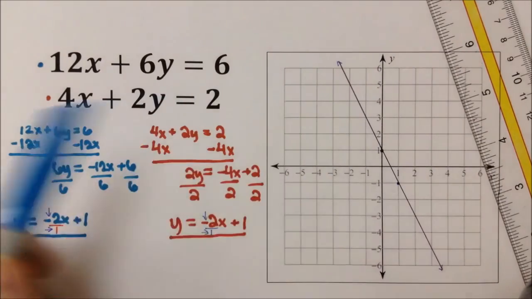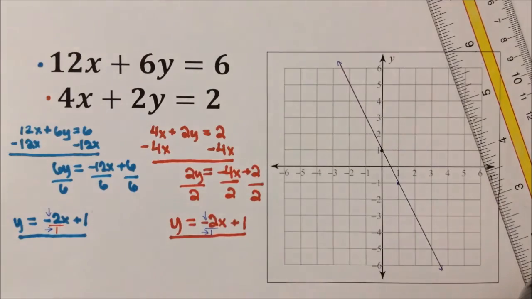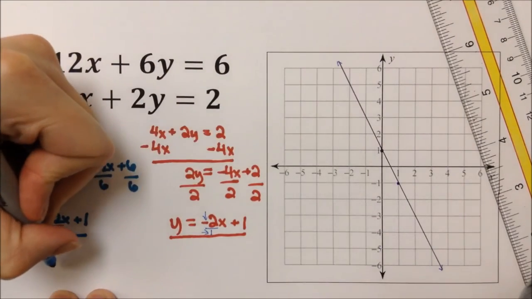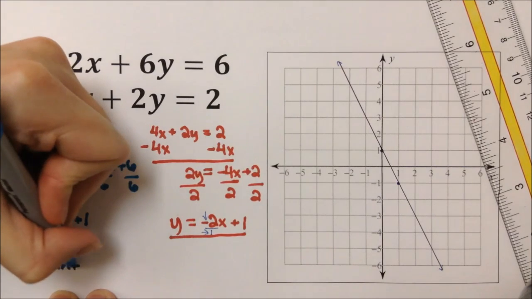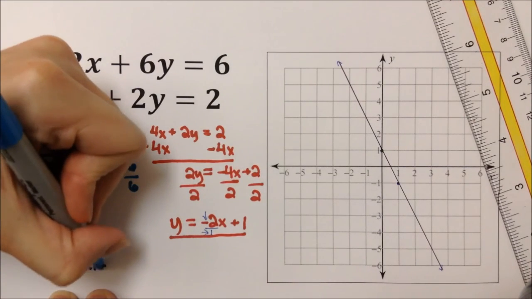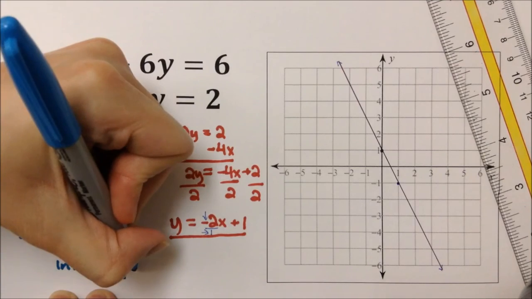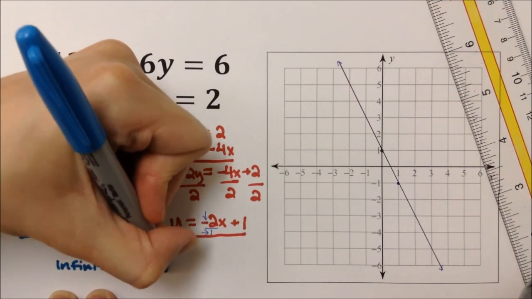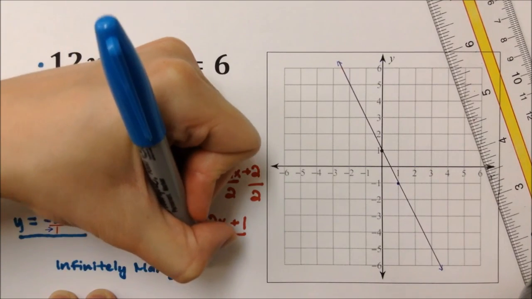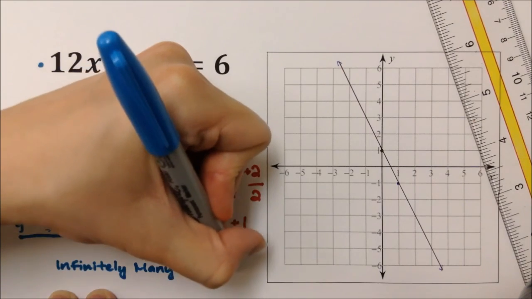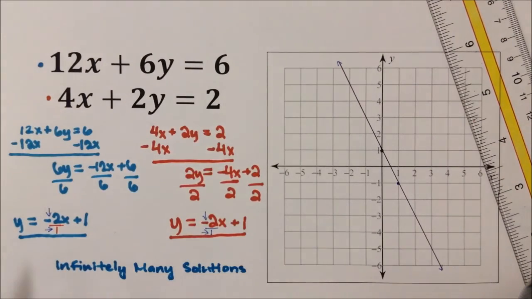So if you're going to find more than one, multiple solutions, we call that infinitely many solutions. Or you could just say infinite solutions, but they mean the same. So infinitely many solutions or infinite solutions.